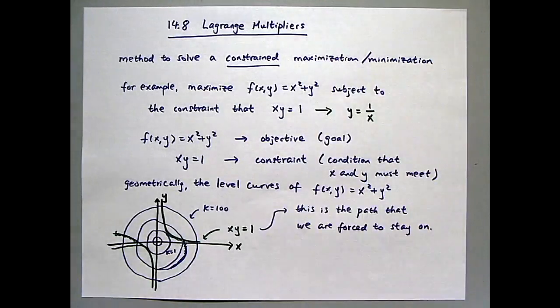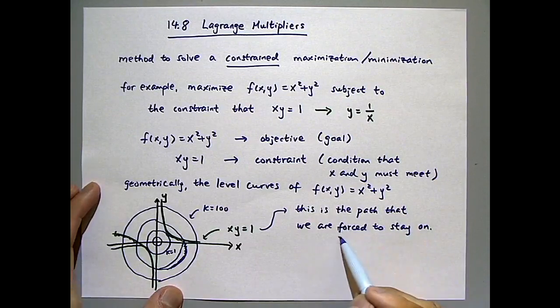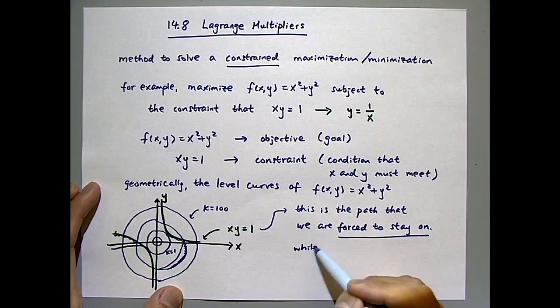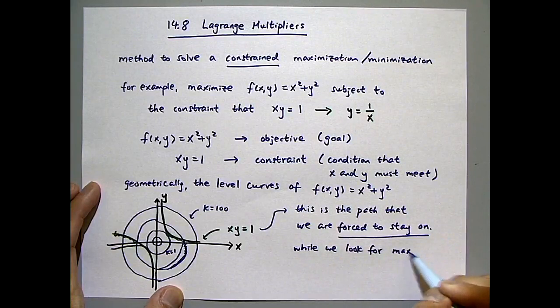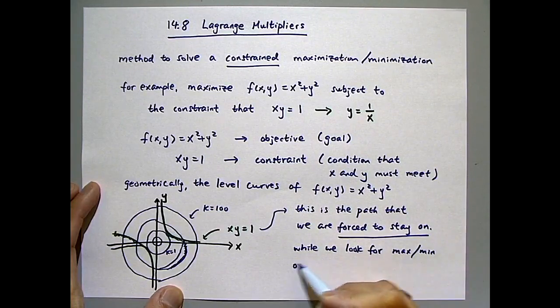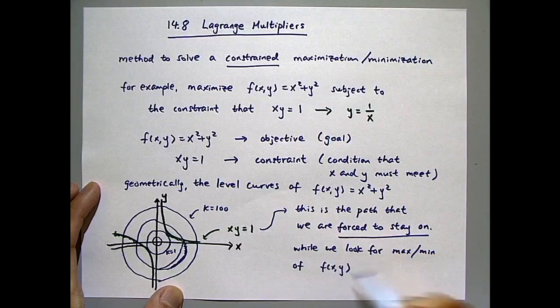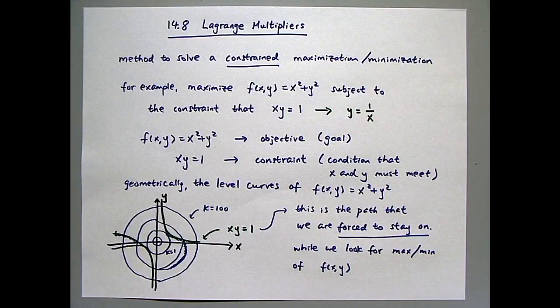You have to stay on that. And now you have to stay on the path here, and you're looking for the highest peak, highest point, or the lowest point, either one. So that's the idea here. We have to stay on that while we look for the maximum or the minimum of f of x, y. All right, does that make sense? Yes? Okay, good. Now, how do we do this?